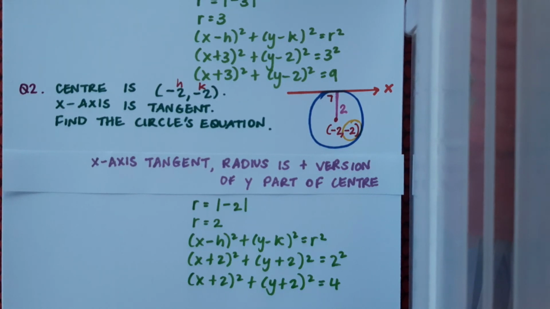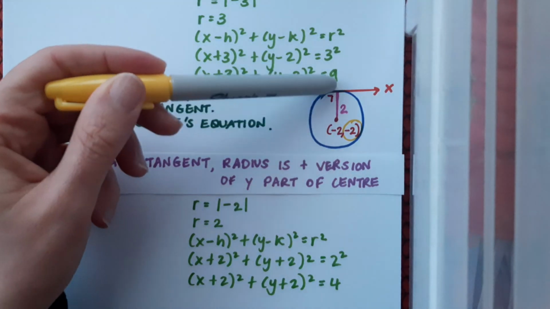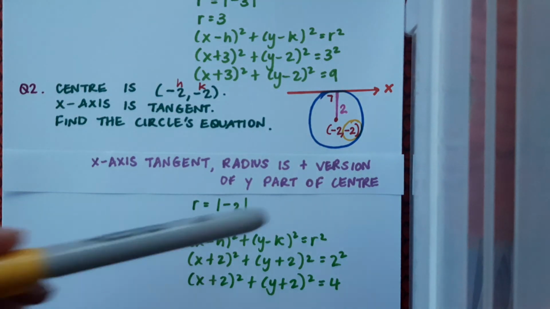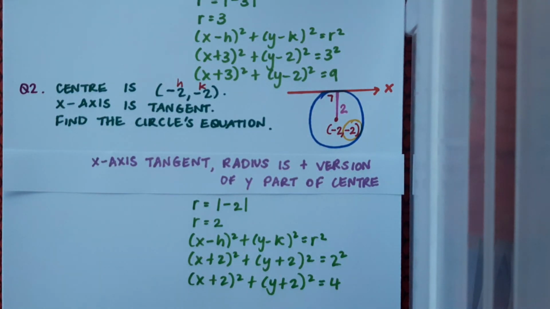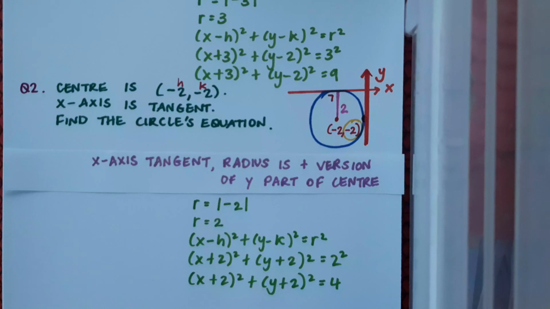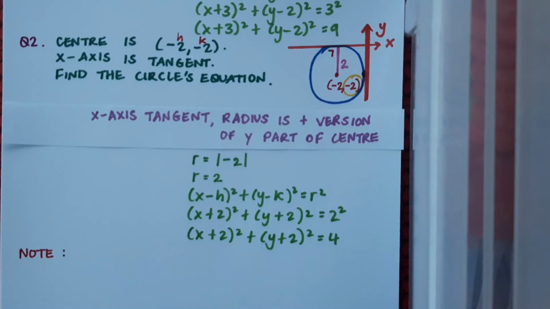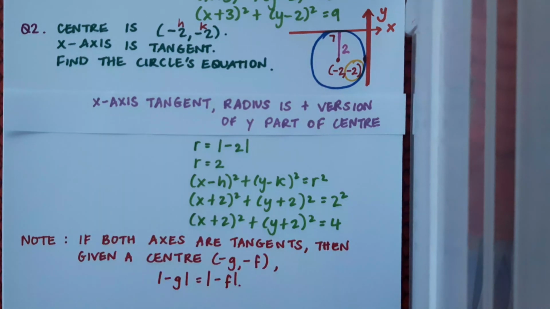So we noted that the radius was a length of 2, and so this point is 2 away from the x-axis. But it's also, you might notice, 2 away from the y-axis, because the x value is -2. So the y-axis is also a tangent to this particular circle. And we'll just finish this video up by noting that if both axes are tangents, then given a centre of -g, -f, the absolute value of -g will be equal to the absolute value of -f.